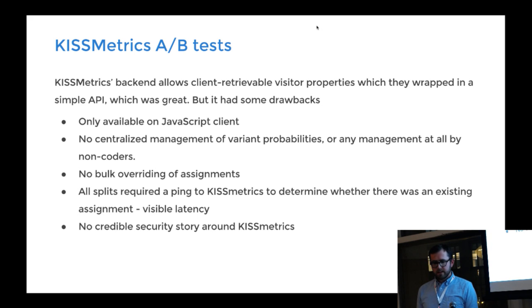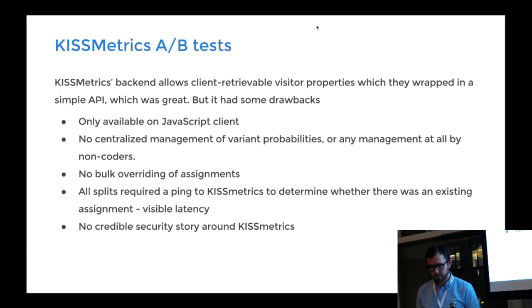We really like the contract of the KISSMetrics A/B tests that are built into their JavaScript client. KISSMetrics' backend allows client-retrievable visitor properties. So you can actually push in a value and get it back out unauthenticated as a JavaScript agent. And with that and just a little bit of JavaScript glue code, you can totally make a split testing framework. It's really easy to work with, but it has another set of constraints.